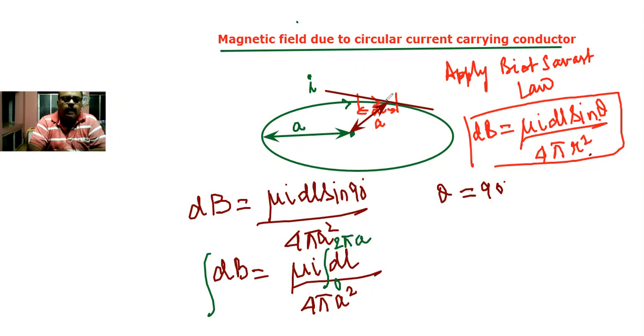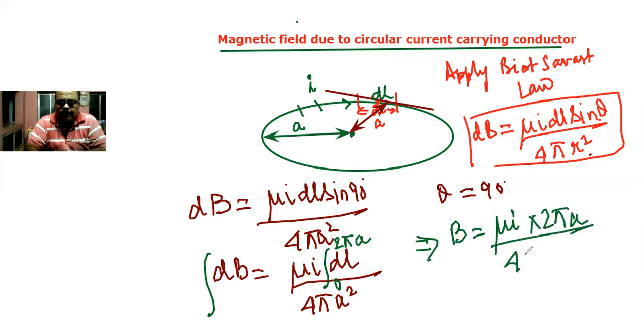Why? Because if you add up all the small dl's over here, it will give you the total circumference of the circle. So this will be equal to B is mu I into dl, which is 2 pi a, divided by 4 pi a square. So children, you can just cancel it. So B is equal to mu I by 2a.